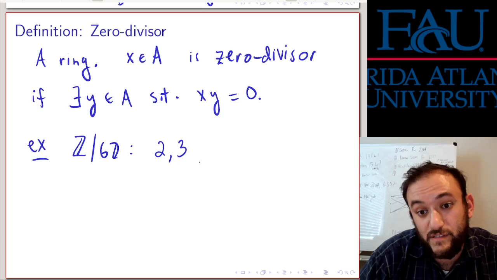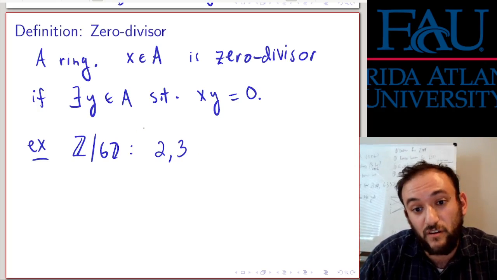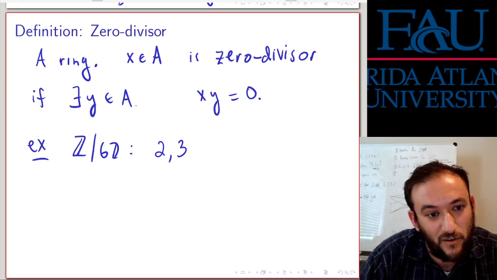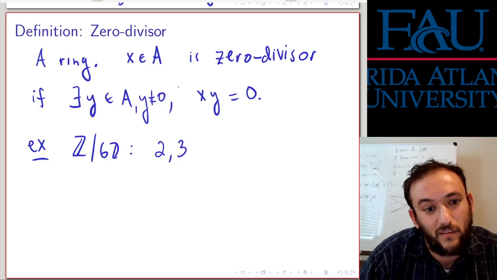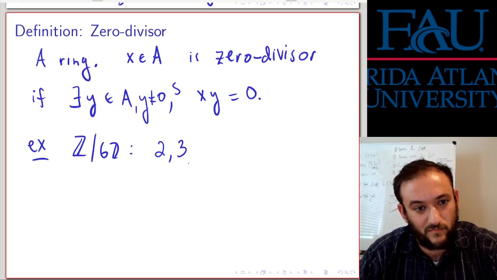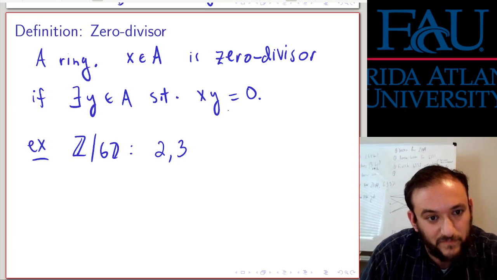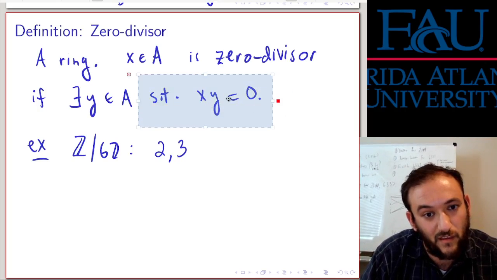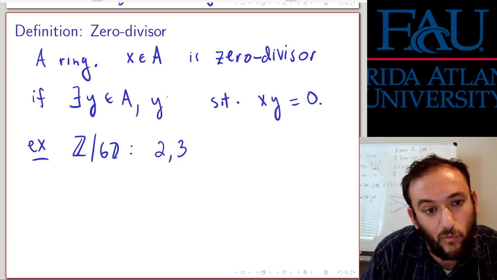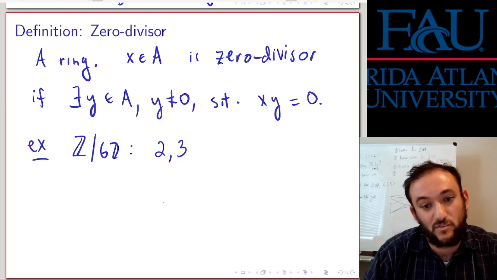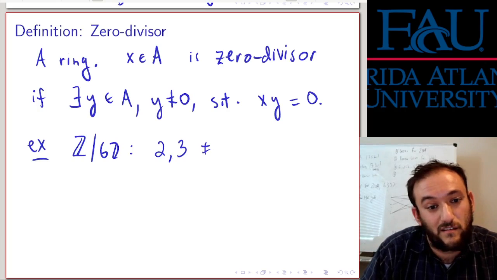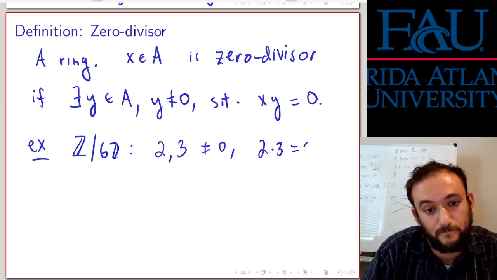And just to say a few examples of this, so in the ring Z mod 6Z, 2 and 3 are zero divisors, because there's a y in A with y not equal to 0, such that xy equals 0. Okay, and so neither 2 nor 3 are equal to 0, and yet 2 times 3 equals 0.